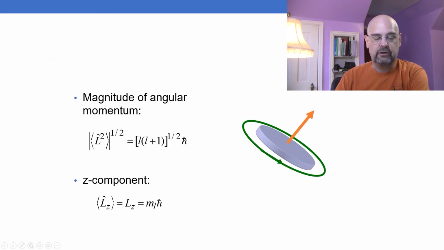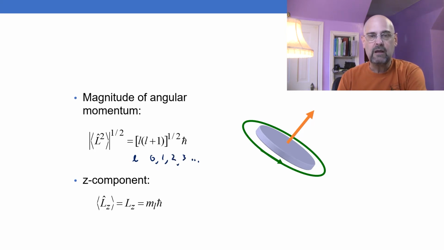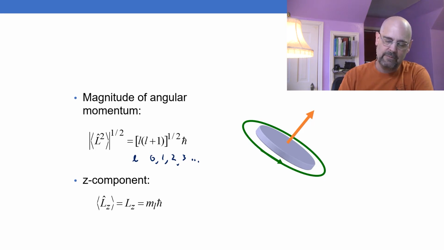Okay. The magnitude of angular momentum in quantum mechanics is going to be, for l, some l(l+1) to the 1/2 h bar, where l goes from 0, 1, 2, 3, etc. The z component is going to be equal to some additional quantum number m sub l times h bar, where m sub l varies from minus l to plus l in intervals of 1.